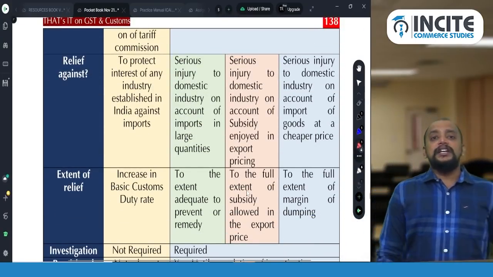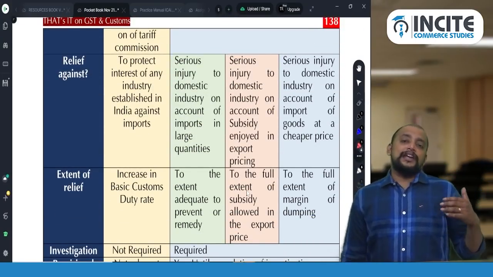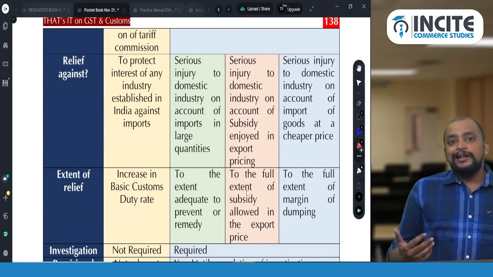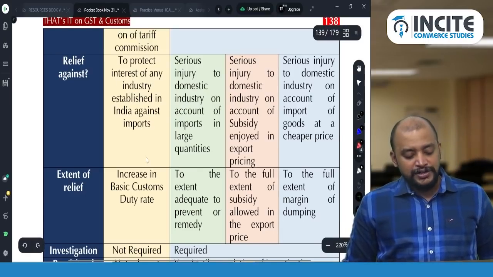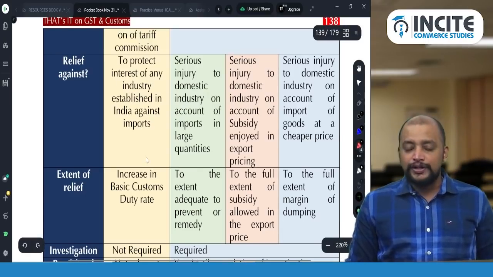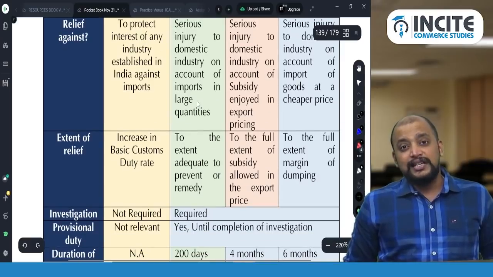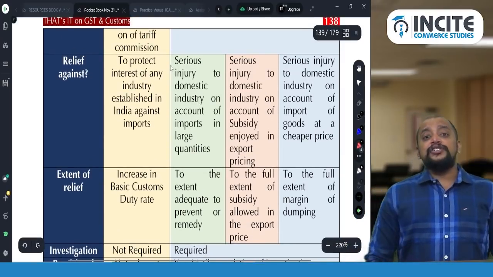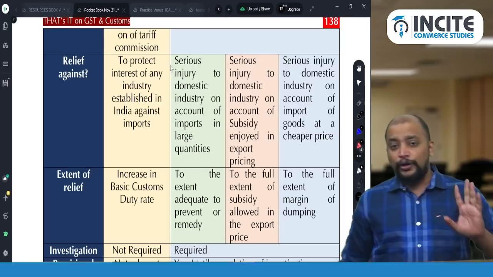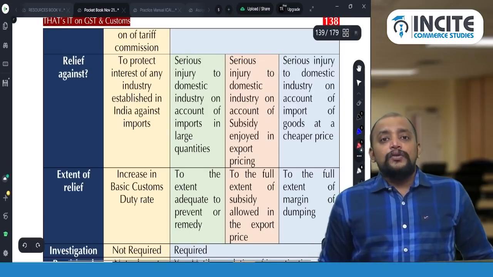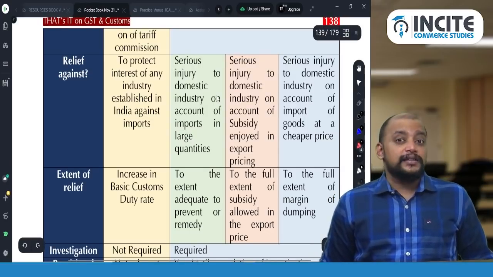And what is the relief that it gives? In the case of protective duty, the relief is to protect the interest of any industry established in India against imports. Then for safeguard duty, it is against serious injury to the domestic market on account of imports in large quantities. I told you this. And what is the need for anti-subsidy duty?